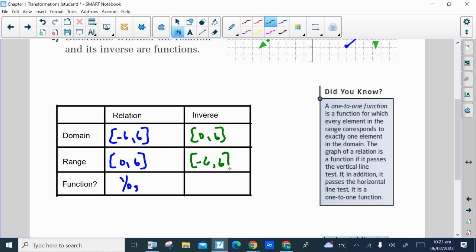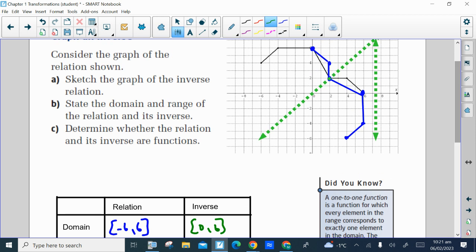So again, we found our new points by switching x and y around. And notice that the domain and range are switched around. The domain of the relation is the same as the range of the inverse. The range of the relation is the same as the domain of the inverse because x became y and y became x. So it makes perfect sense that the domain and range also be interchanged.